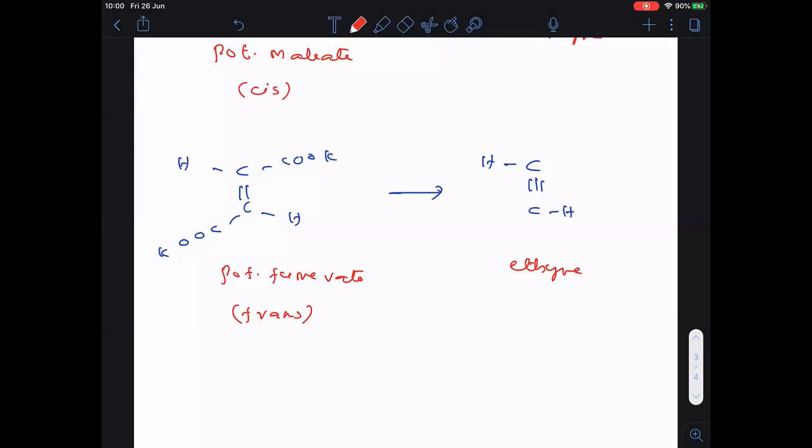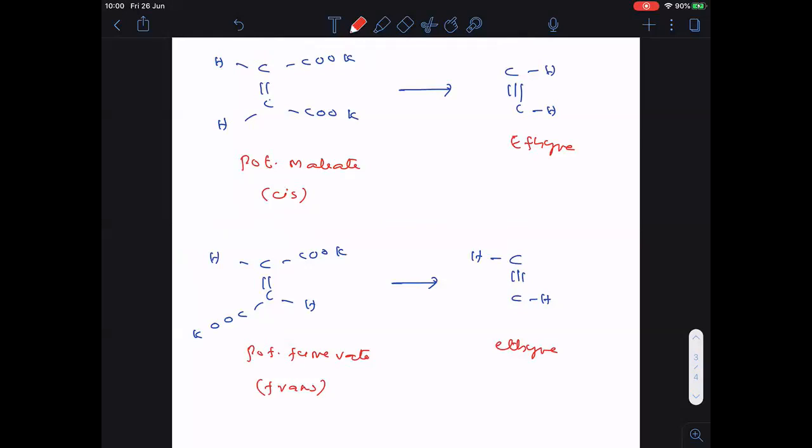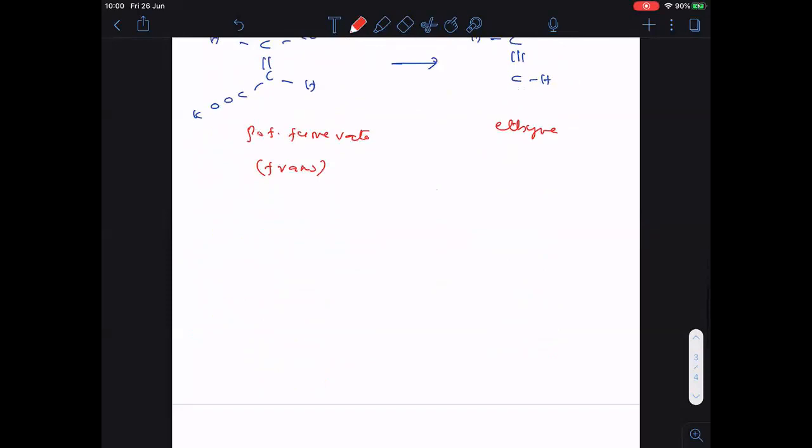Hope you are able to understand this one. So both cis and trans isomers are giving same products. You see ethyne only, from potassium maleate and potassium fumarate. Both are giving same product.